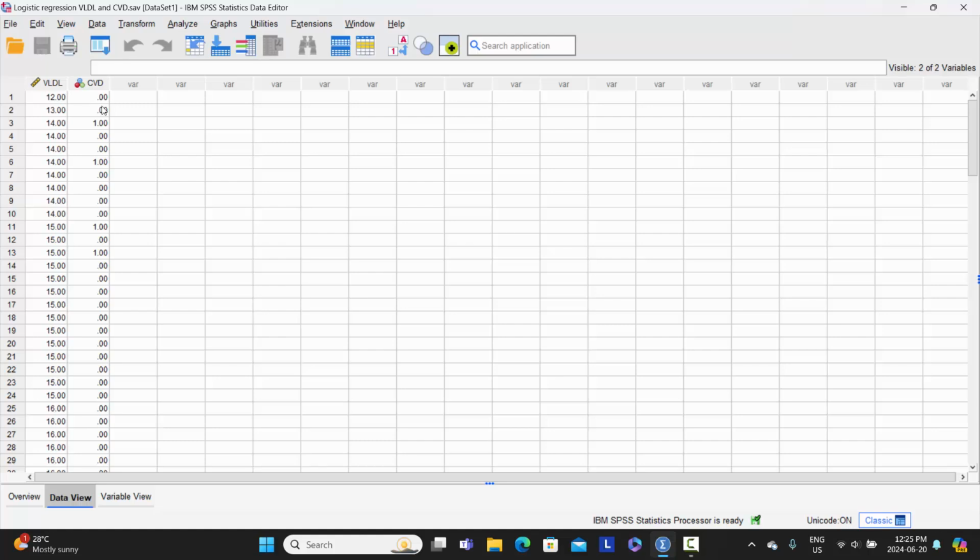And each person has a success or failure type of measure for the presence of cardiovascular disease. You'll see here that the first person has a VLDL level of 12 milligrams per deciliter of blood, and this person was found to not have cardiovascular disease. That's different than research participant number 3 here, who had a VLDL level of 14, and this person was diagnosed as having cardiovascular disease. But in this research design, we're only going to consider one predictor as to whether a person has cardiovascular disease or not.